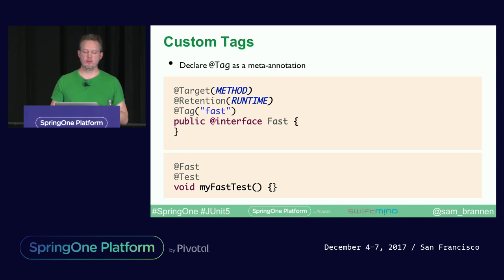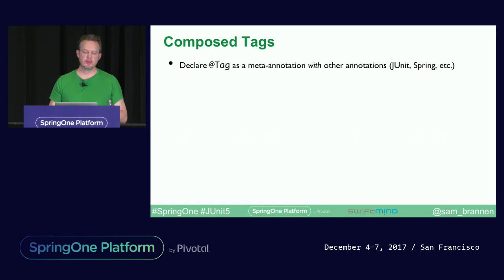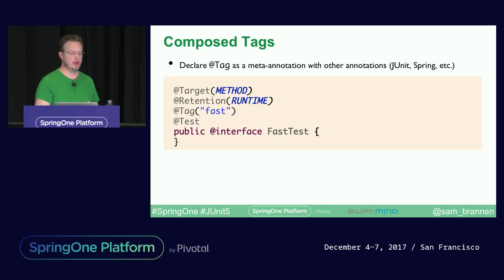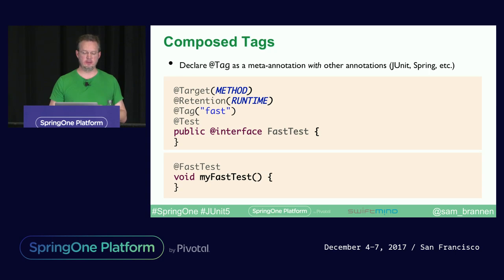But you can even go one step further. So you can have custom composed tags like with Spring. So you can declare @Tag as a meta annotation along with other annotations from JUnit or from Spring, which is super cool. And you can combine them into your own custom composed annotation. So here we have an example with @Tag fast and @Test, and we call this thing fast test. So then we can just rewrite the previous test like this. So you can have like fast test, but you could also have like an integration test or transactional integration test, and you can combine like transactional from Spring, various annotations from JUnit, et cetera.